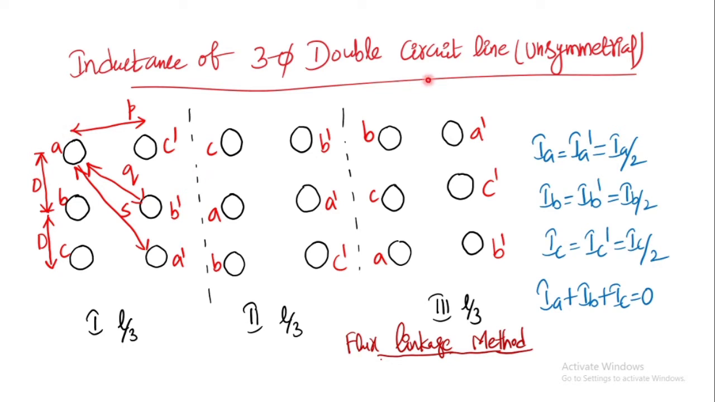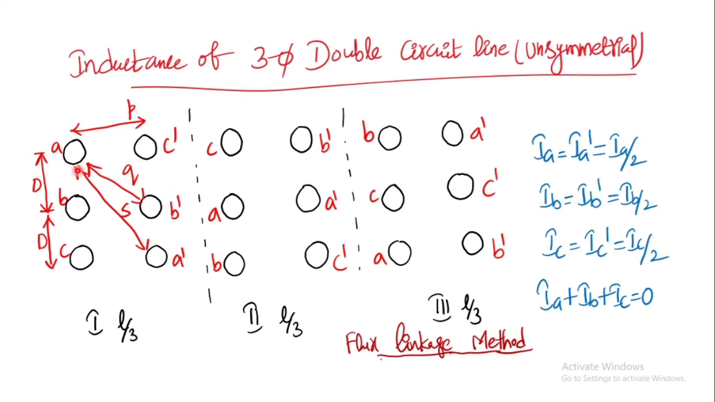Now, why are we calling it a double circuit line? Here, each phase is divided into two parts, and we are allowing one part on each side of the supporting tower. You have a supporting tower here. At one side, you are allowing one part, and at another side, you are allowing another part. So, we are calling it a double circuit line.